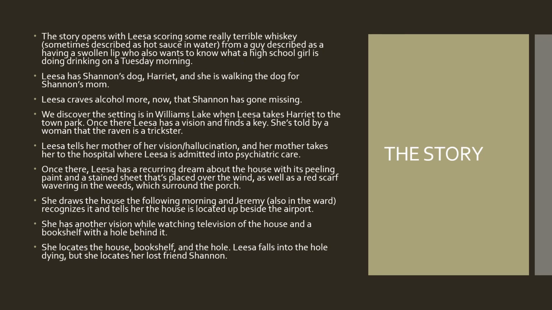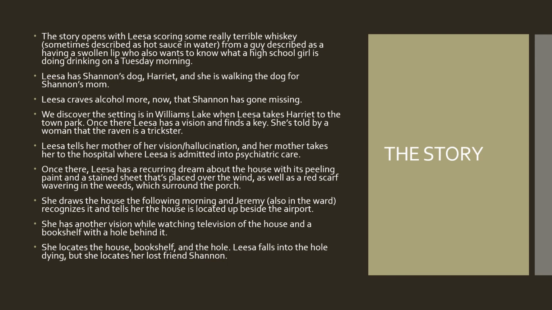What I've given you is just the bare bones, the skeletal nature of the story itself. It opens with Lisa scoring some really terrible whiskey, which is described as hot sauce in water. She's scoring this whiskey from a guy who is described as having a swollen lip and who also wants to know what a high school girl is doing drinking on a Tuesday morning. She has her friend Shannon's dog, Harriet. She's walking the dog for Shannon's mom, and Shannon, as we discover, has gone missing. Lisa, as she indicates to us, is craving more alcohol since Shannon has gone missing.